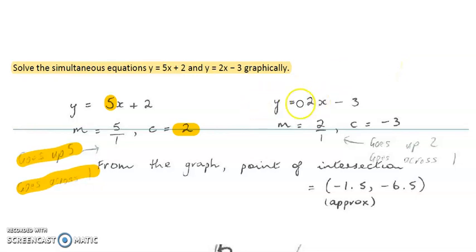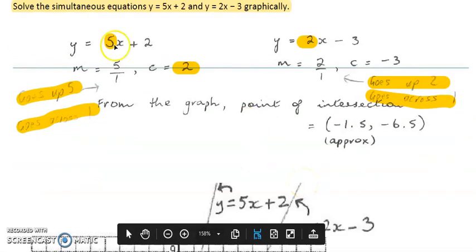Anyway, the other equation, y equals 2x take 3, 2 is our gradient for this one. So that means, with a gradient of 2, for every 1 it goes across, it goes up 2. And the y-intercept for this one is negative 3. So how do we draw these?